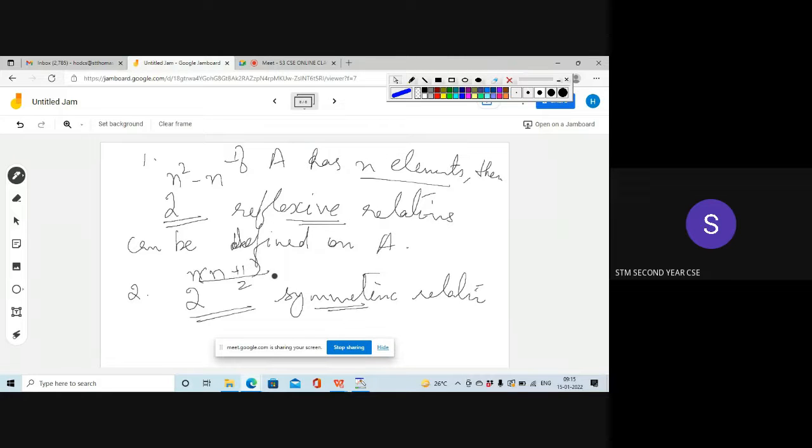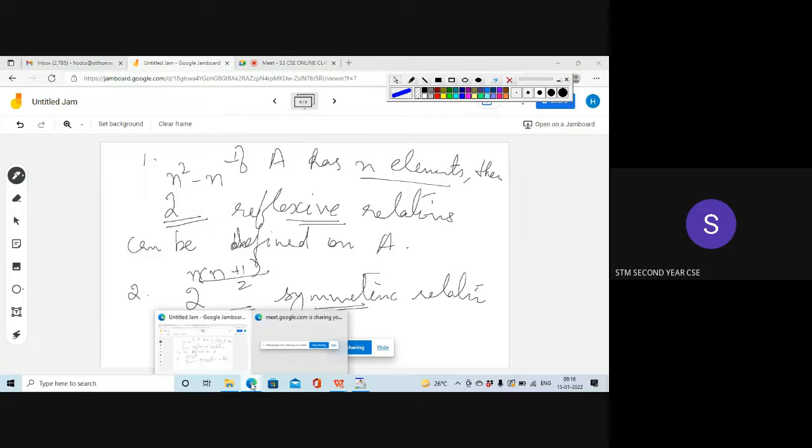Write it down as notes. Points to note. The first point is if A has n elements, then the total number of reflexive relations possible on A is 2 raised to n squared minus n. And if A has n elements, the total number of symmetric relations possible is 2 raised to n(n+1)/2. Then, we had discussed 3 properties now. The first was the reflexive property.